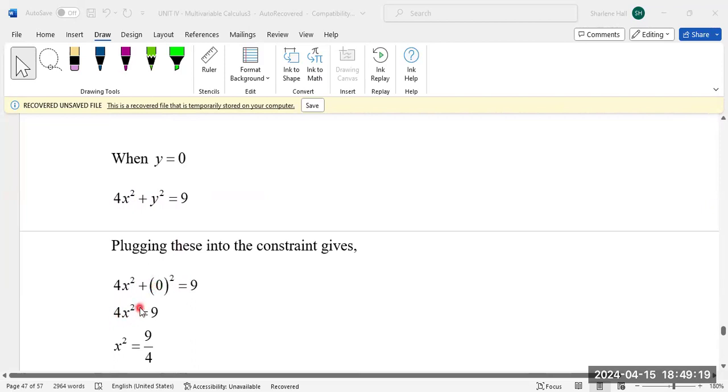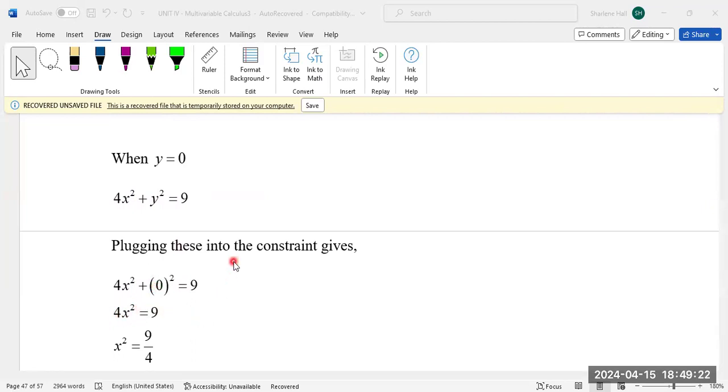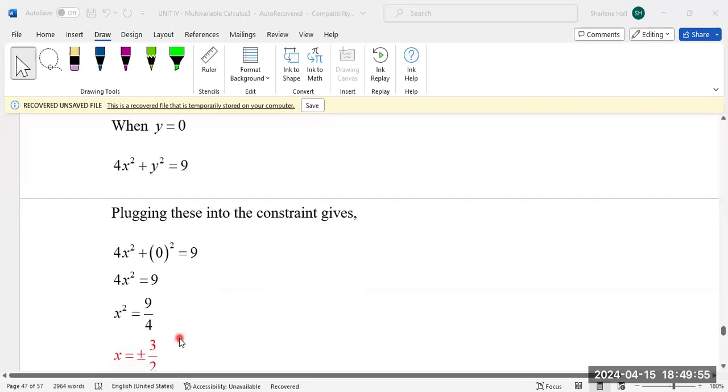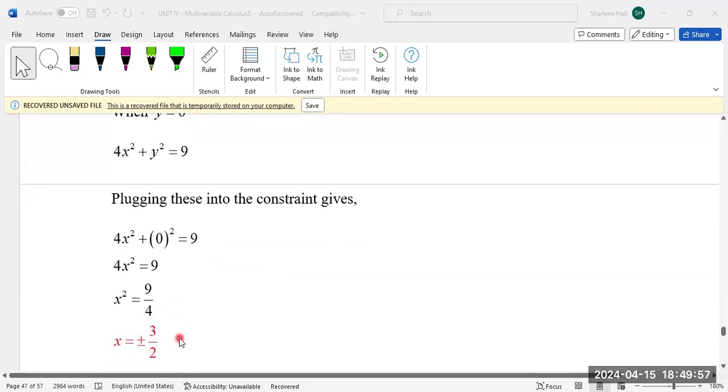So I'm going to have 4x squared equals 9. I want to find the values of x, because this is a square, so I'm going to find the square root of x squared. I'm going to get 9 over 4. The square root of 9 is 3, and the square root of 4 is 2. So I'm going to have plus or minus 3 over 2. Look at that and tell me if you agree or disagree.